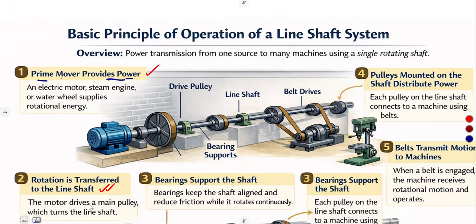Thus, the motor drives the main pulley, which turns the line shaft, as we have the drive pulley, which will turn the line shaft. Then, as we can see, there are also bearings, and we are going to talk about bearing calculations later on. The bearings support the shaft. They are bearing supports. Bearings keep the shaft aligned and reduce friction while it rotates continuously.